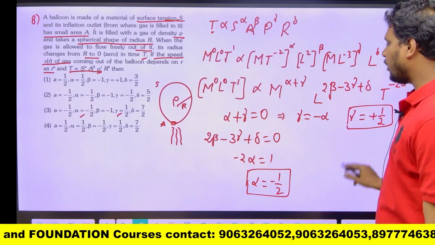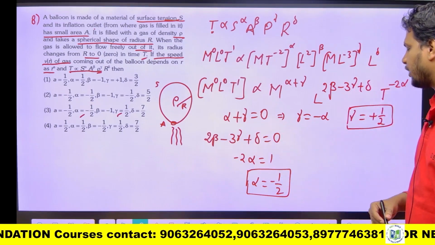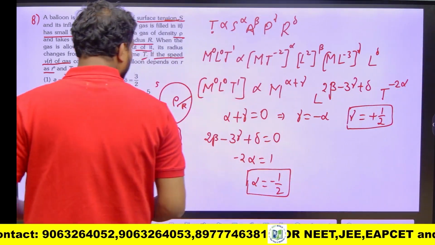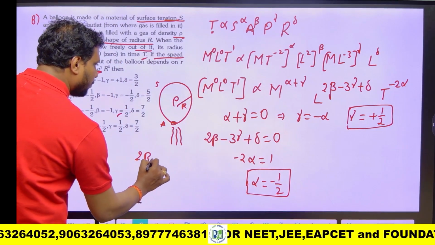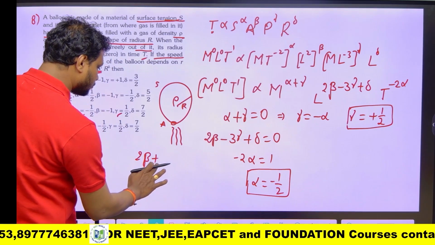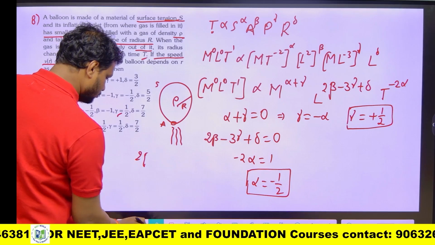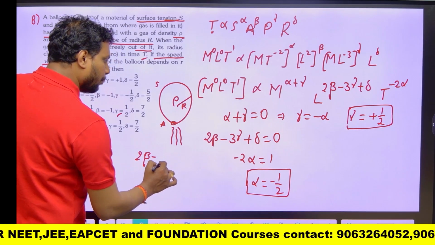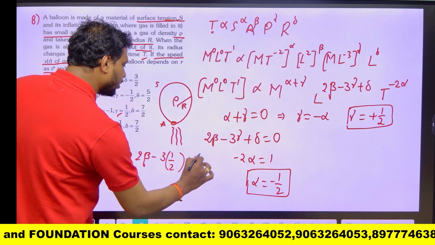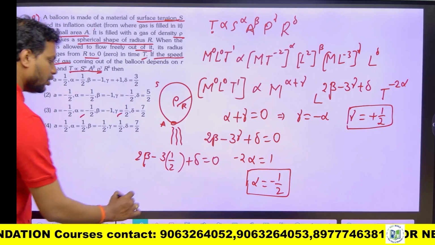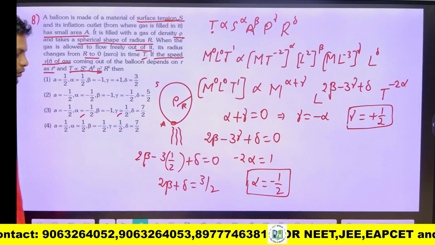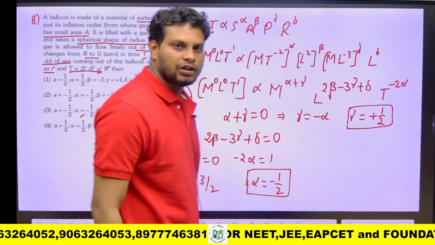Now substitute this alpha, gamma value in beta, in the second equation. If you substitute this in the second equation, you will get 2 beta minus 3 into gamma. Two beta minus 3 into gamma value, which is plus 1 by 2, plus delta is equal to 0. We can write like this. Then we can write 2 beta plus gamma is equal to 3 by 2. Now based on the options, you can solve this problem.